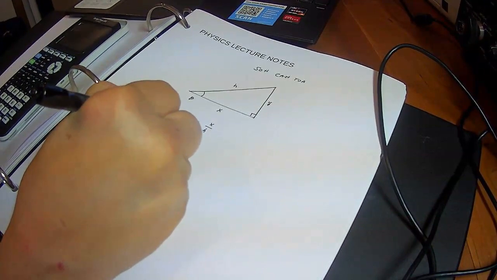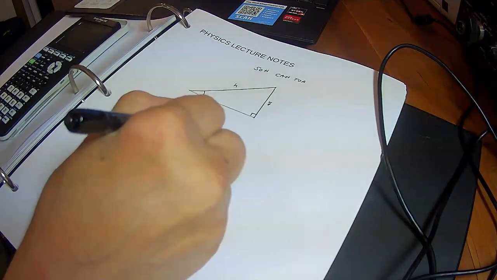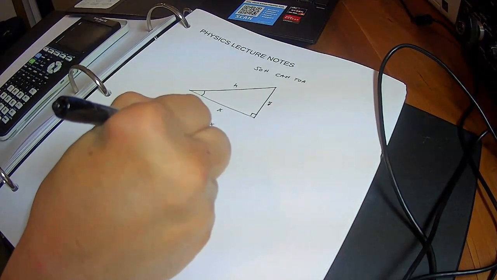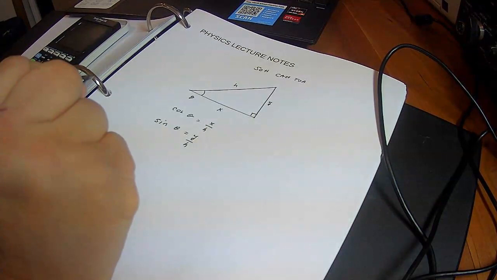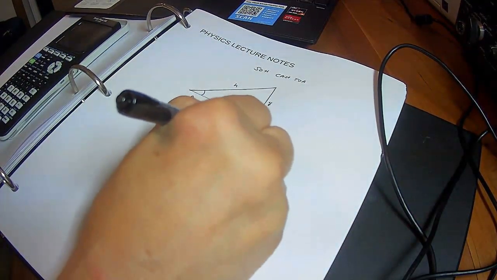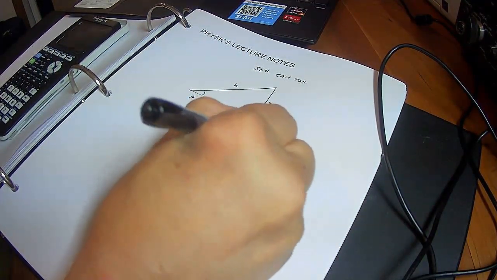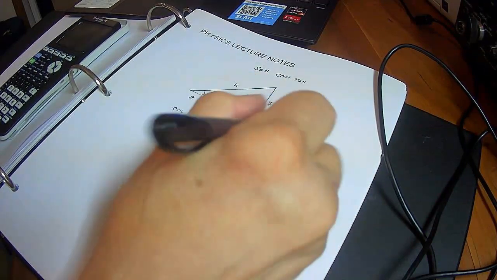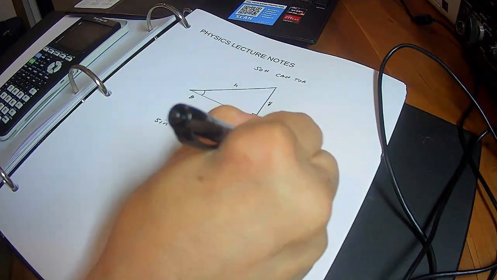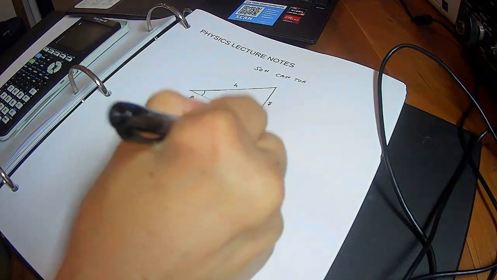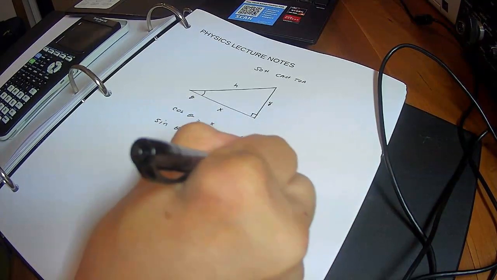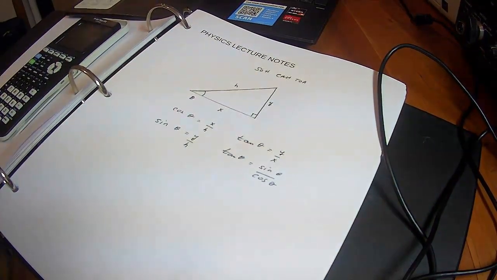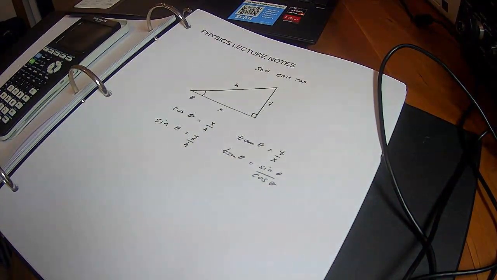We know that the sine of the angle theta is the opposite over the hypotenuse. And finally, we know that the tangent of theta is opposite over adjacent. So that's y over x. We can also say that the tangent of theta is equal to the sine of theta over the cosine of theta. So we have these relationships, and these are extraordinarily important to understand.